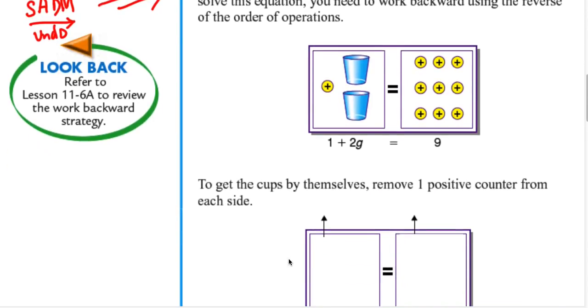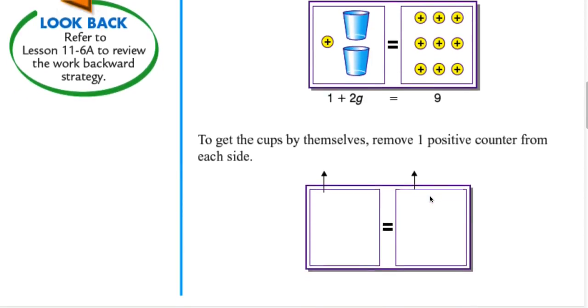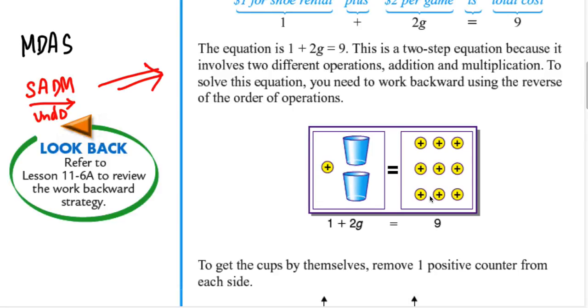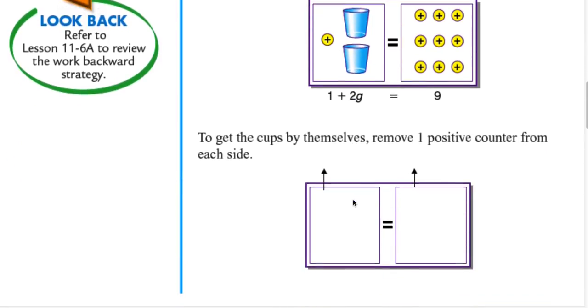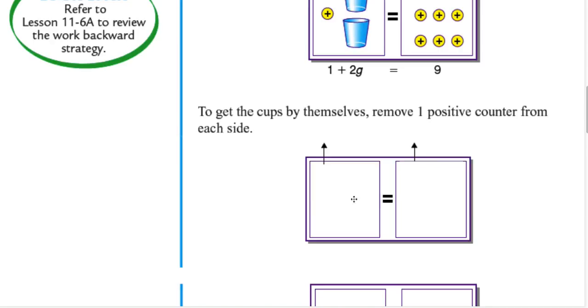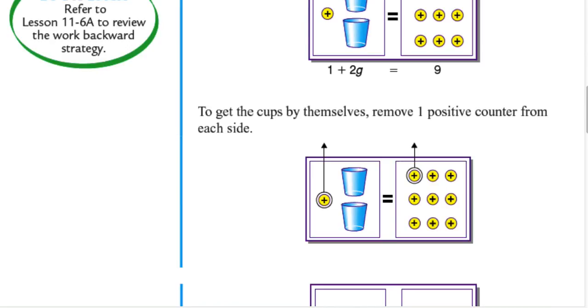subtracting 1. To get the cups by themselves, we remove one positive counter from each side. Just like any other equation, our objective is to isolate 1 cup and see how much 1 cup can hold. To isolate 1 cup, we need to remove one positive counter. So we subtract 1 from each side of the equation. That is basically step number 1.